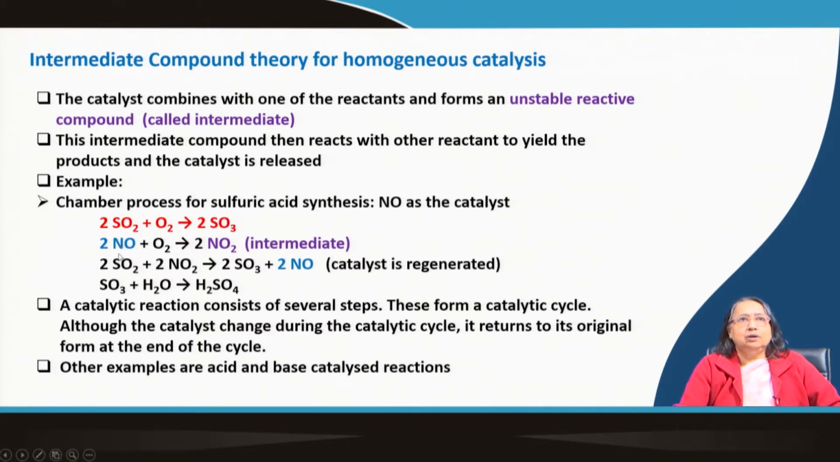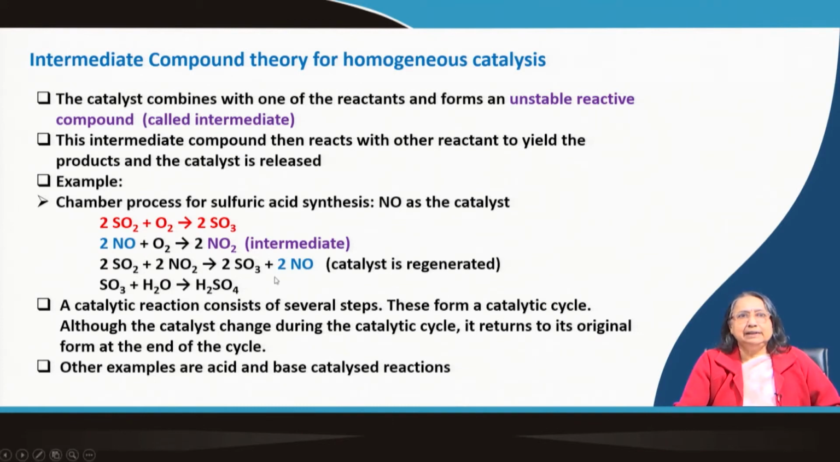So, how is NO acting as the catalyst? By forming some intermediate. What is that? NO first reacts with the oxygen to form NO2. This is an intermediate, and then NO2 reacts with SO2 to give SO3 and NO. So you are getting back that catalyst, the catalyst is regenerated, and then finally SO3 reacts with H2O to give H2SO4. So, it is the synthesis of H2SO4, industrial scale, industrial synthesis.